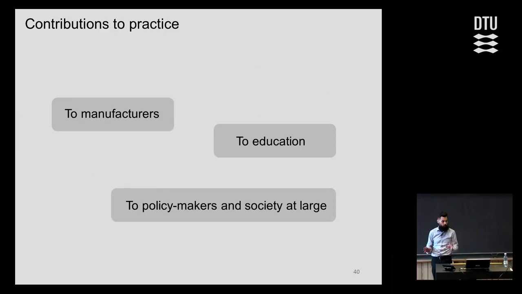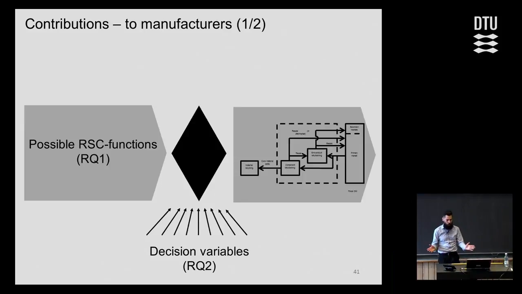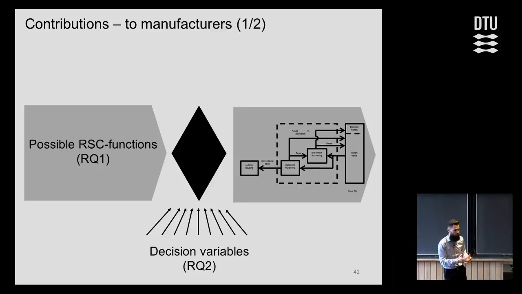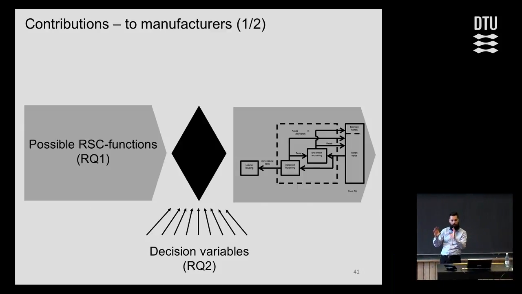Contributions to practice. So there are three types of actors to which this project has contributed: directly to manufacturers, to education, and then to policymakers and society at large. To manufacturers, well, if a company finds itself in a position where they think, should we or should we not utilize the value of our reverse product flows, then this project, and particularly the answer to research question 1, gives the company a number of options.